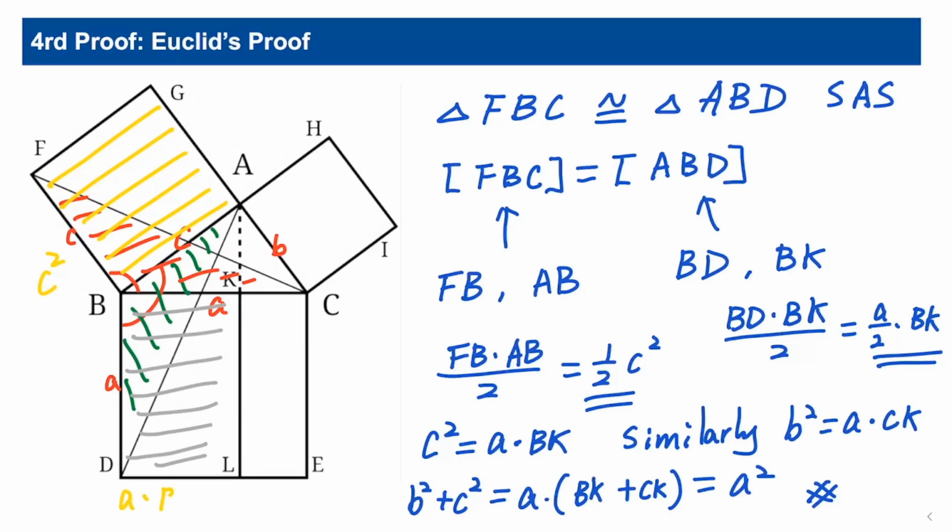A times BK. Similarly, the area of this square, which is B squared, equals A times CK. Add these two gray regions together, we get A squared. Therefore, A squared equals B squared plus C squared. The area of the big square equals the sum of the area of the two smaller squares.